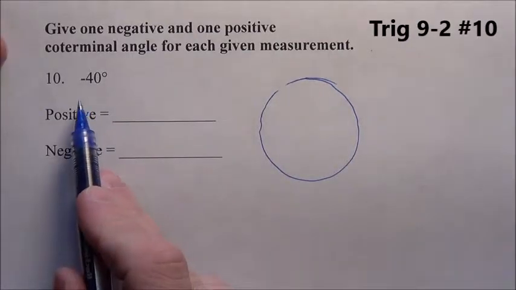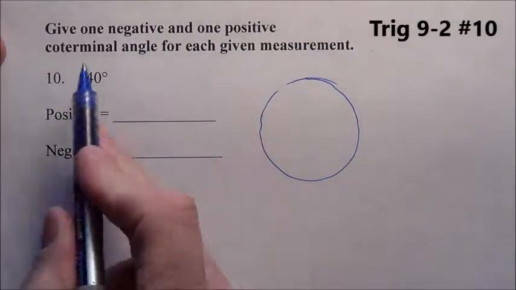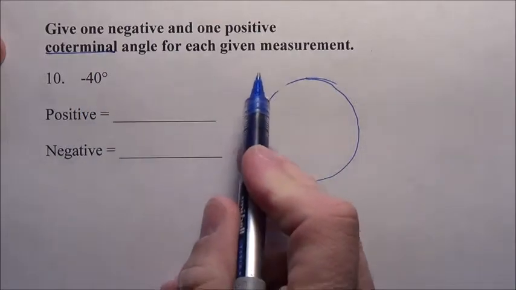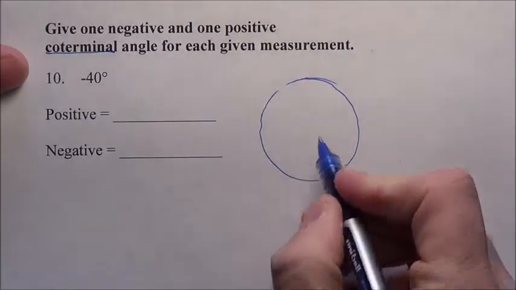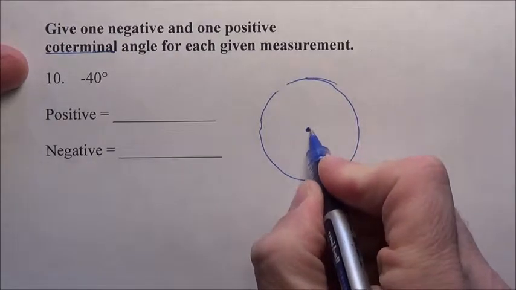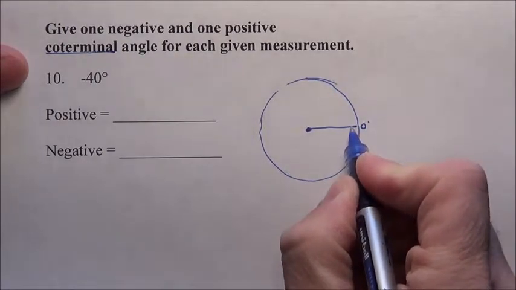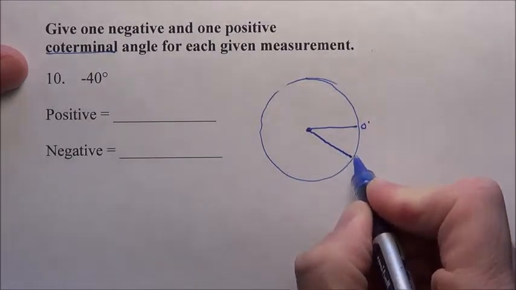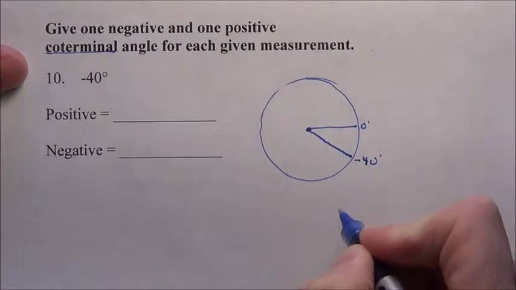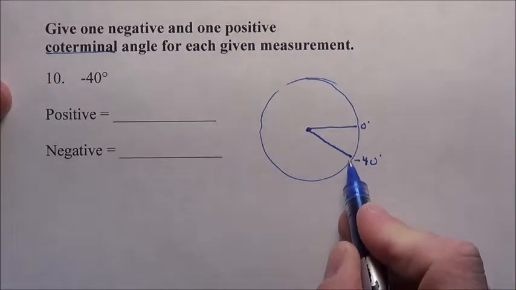All right, problem 10. It says give one negative and one positive coterminal angle for each given measurement. So I'm giving you negative 40. I drew a terrible circle here. Negative 40, if we think about that, here's 0 degrees, and normally we spin this direction. We're spinning this opposite direction. So we've gone down negative 40 degrees. And we want to know, give me another measurement that's the same as that.